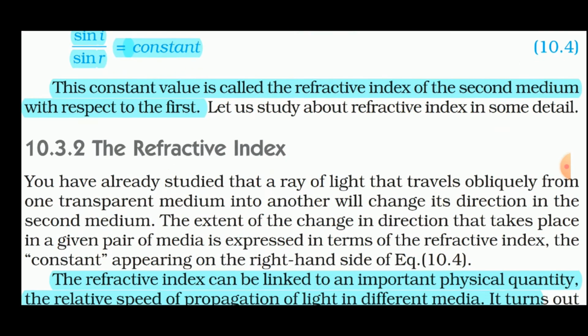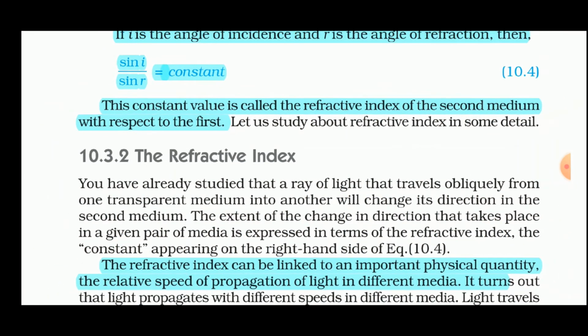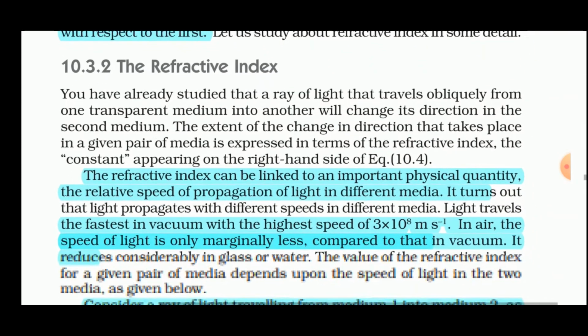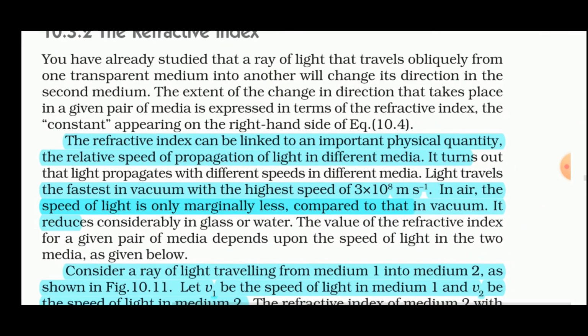You have already studied that a ray of light that travels obliquely from one transparent medium into another will change its direction in the second medium. The extent of change in direction that takes place in a given pair of media is expressed in terms of refractive index, the constant appearing on the right hand side of equation 10.4. Refractive index can be linked to an important physical quantity, that is the relative speed of propagation of light in different media.